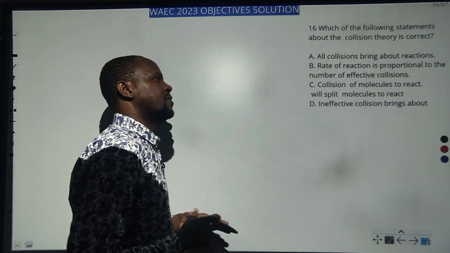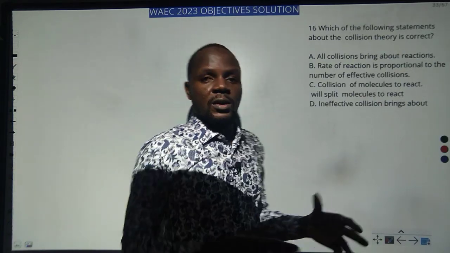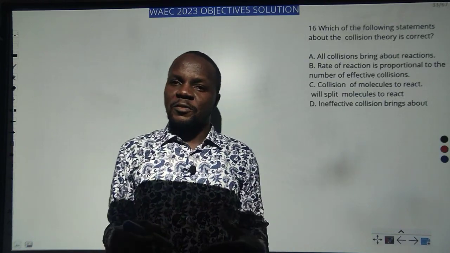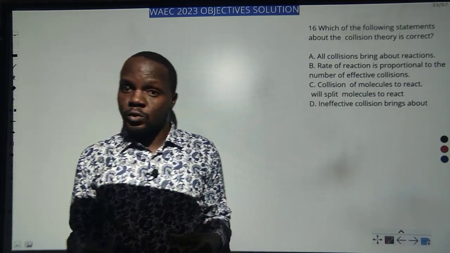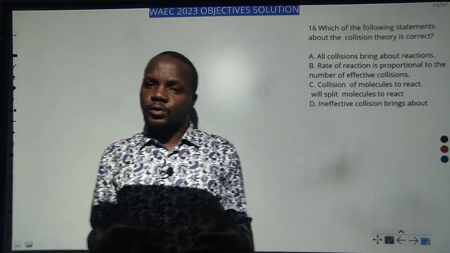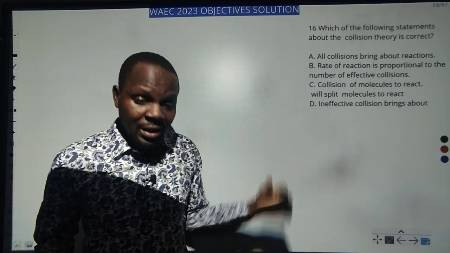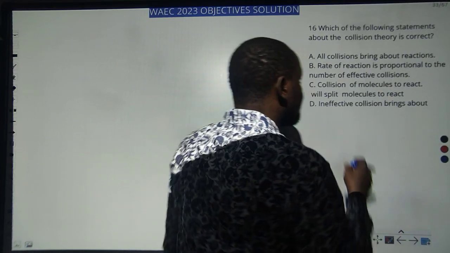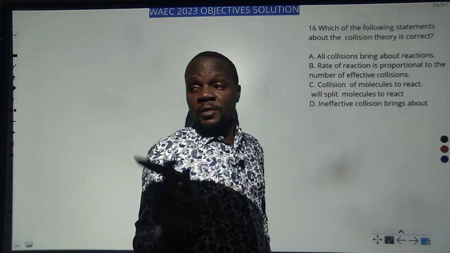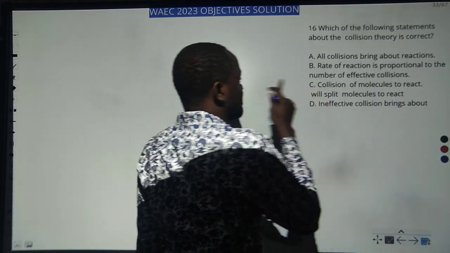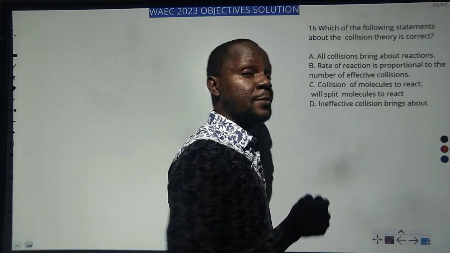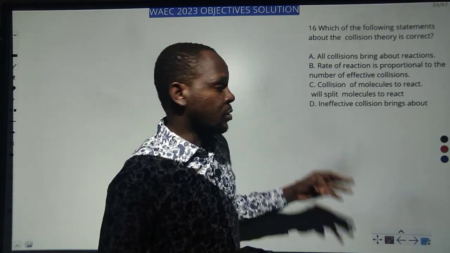Which of the following statements about collision theory is correct? Collision theory states that before a reaction takes place, particles must collide. And an effective collision is a collision that leads to the formation of a product. Let's see if that is sufficient to answer this question. Not all collisions bring about reaction, only effective collisions. Rate of reaction is proportional to what? The effective collision. That should be a correct statement, but let us not jump to conclusions.